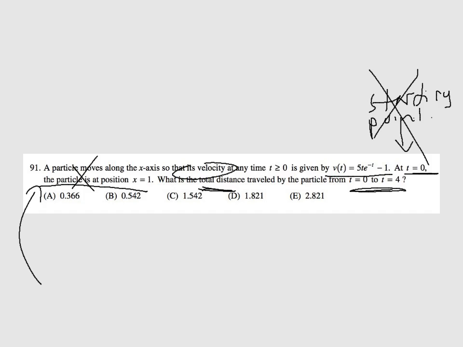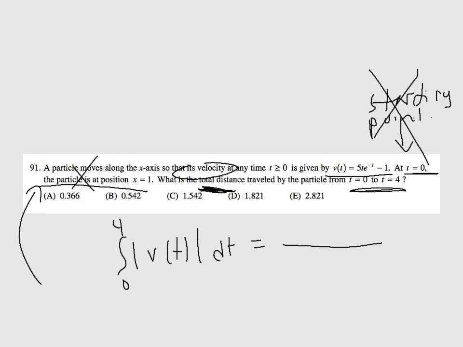And total distance is going to be an absolute value. So what we're going to do is we're going to integrate. We're integrating velocity to find distance, but we're going to have to use the absolute value function. So 0 to 4, absolute value of v of t dt would be our answer.